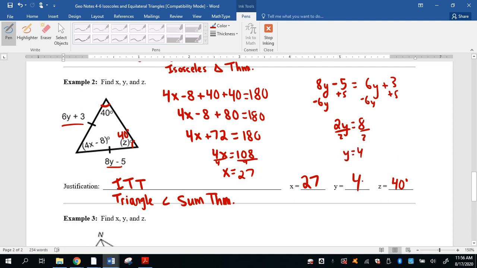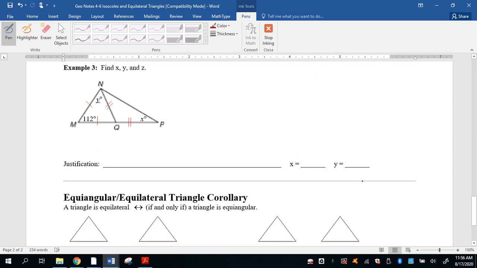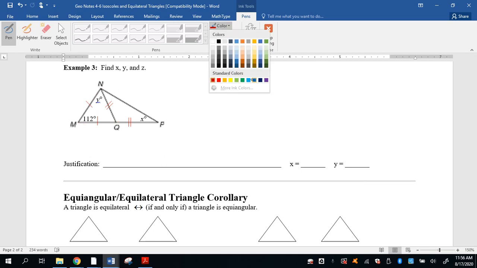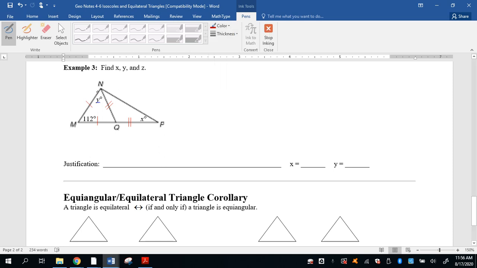Next problem. We have two sets of isosceles triangles. Let's look at the left one. Let's use a color, let's say blue. This left triangle, my light blue triangle, is an isosceles triangle, so by the isosceles triangle theorem, those base angles are the same. So y and y are the same. And by the triangle angle sum theorem, we know that 112 plus 2y is 180.